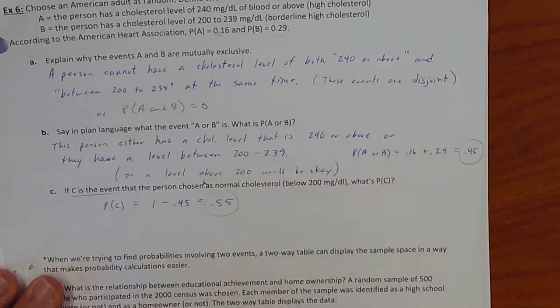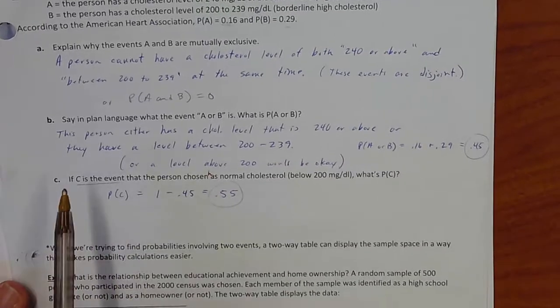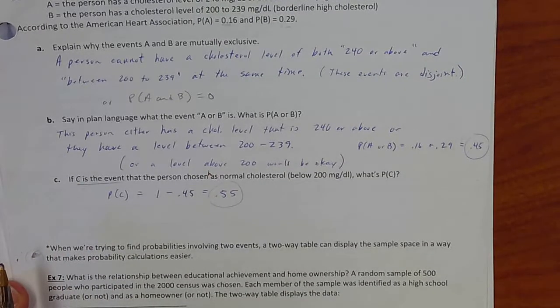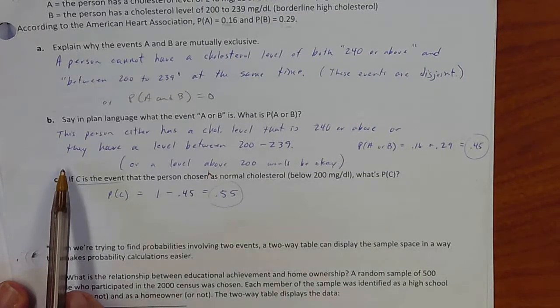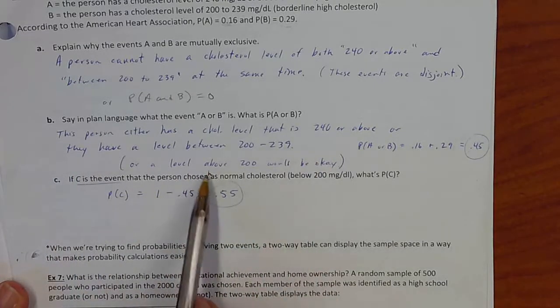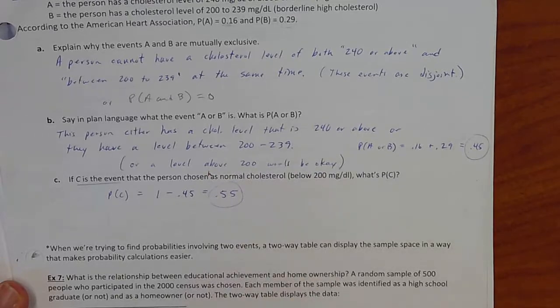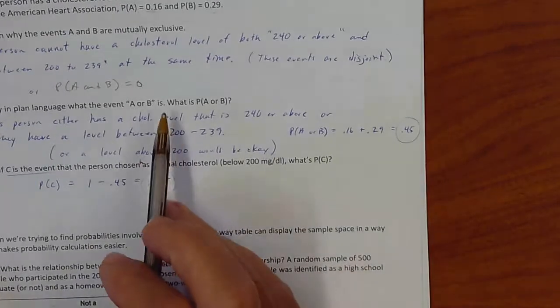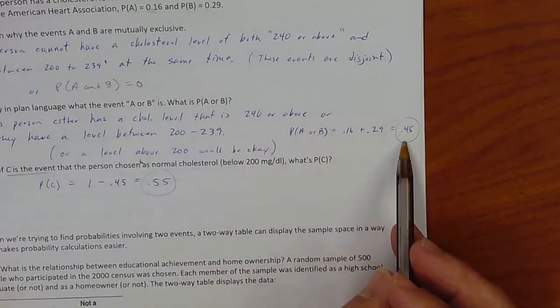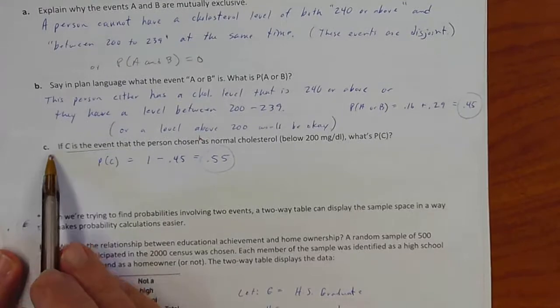All right, so here's the part B. Here's my interpretation. Go ahead and read that. You could say it that way, or combined is fine. You know, a level above 200 will also explain that. Okay, and then what is the probability of A or B? It's 0.45. Okay, and here's part C.